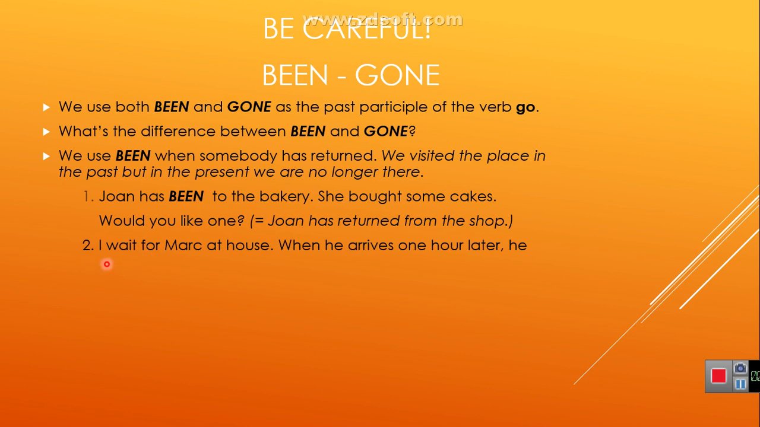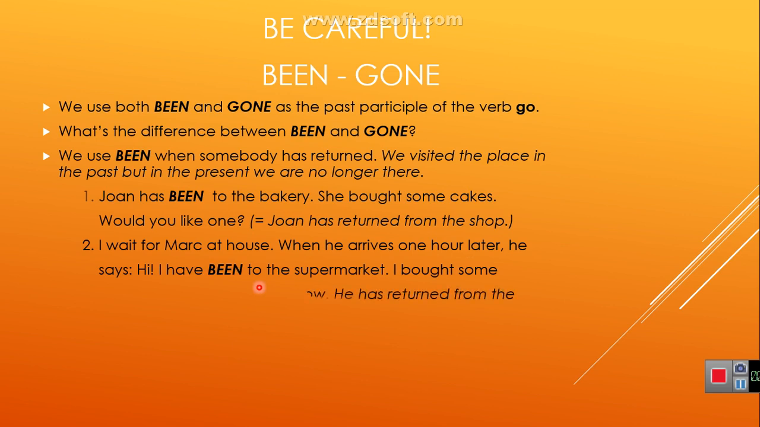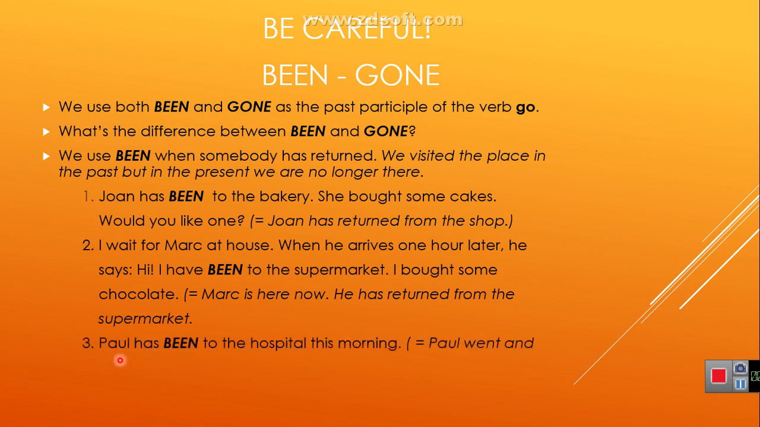Second example. I wait for Mark at home. When he arrives one hour later, he says, "Hi, I have been to the supermarket. I bought some chocolate." Here we have been as the past participle of go, and this means that Mark is here now. He has returned from the supermarket. Third example. Paul has been to the hospital this morning. Been here is the past participle of go, and it means that Paul went and has come back from the hospital.